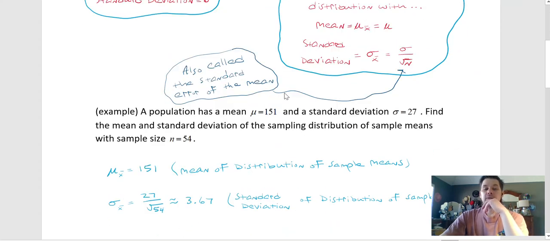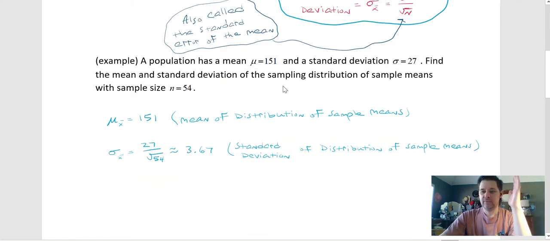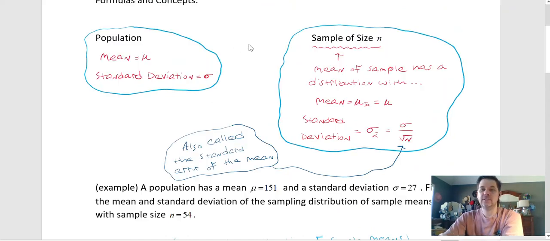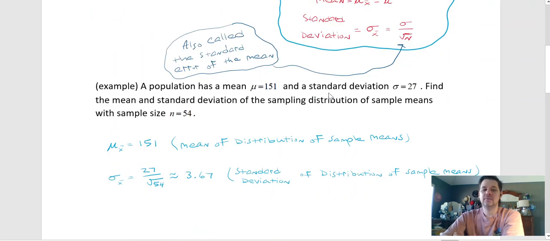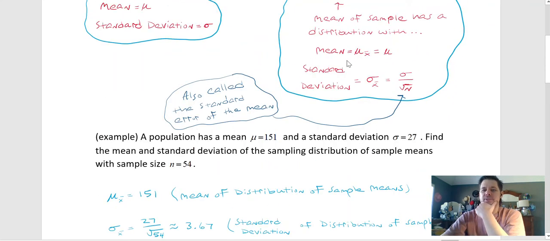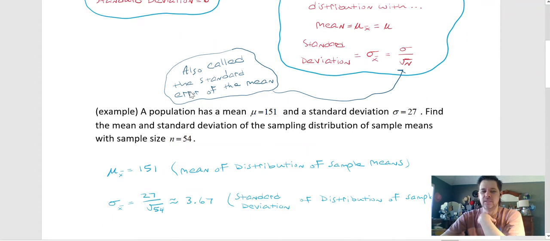Anyway, let's try an example. This one is very straightforward, to the point. It says there's a population with a mean mu, that's the Greek letter mu, of 151 and a standard deviation sigma of 27, Greek letter sigma. Find the mean and standard deviation of the sampling distribution of sample means with a sample of size 54. This is the sampling distribution. So what did it say? It says the mean of the sampling distribution is the same as the population mean. So that would just be 151. That's what it said, right?